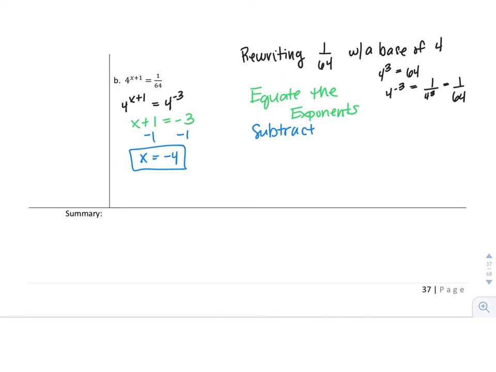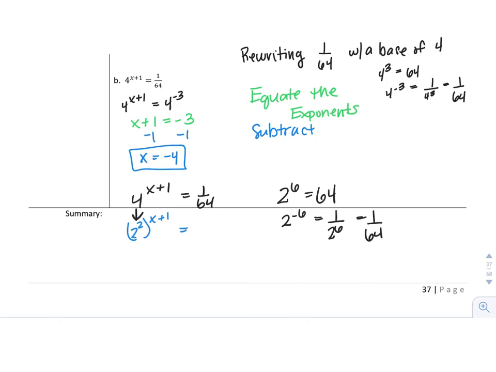All right, now I want to show you guys how you can solve this same problem, but using a base of 2. So I know that 2 squared is going to give me 4. And then I know that 2 to the 6th power is 64, but if I want it in a fraction, that means I'm going to need 2 to the -6th power, which would give me 1 over 2 to the 6th power, which is 1 over 64. So that means that the right side for my fraction is going to be 2 to the -6th power.